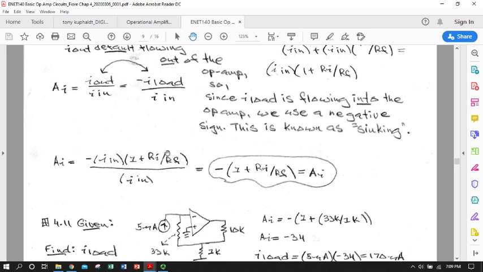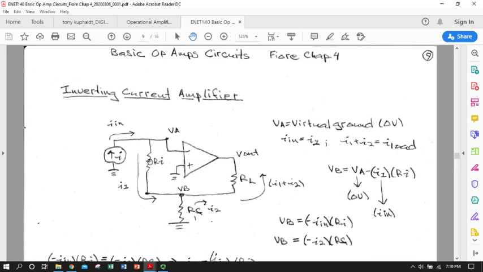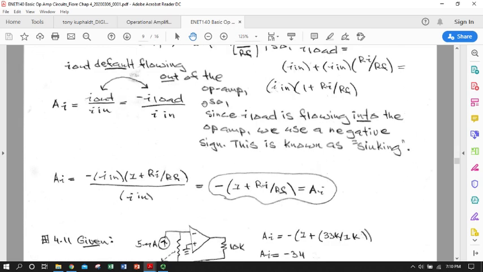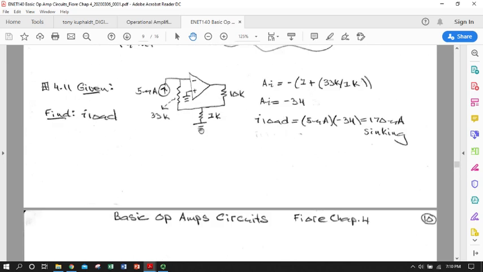if we had an AC current. And so we can write a current gain expression for the inverting current amplifier as equaling negative one plus the ratio of the inverting terminal feedback resistor and the feedback resistor. Phase flip or sign change, 1 plus Ri over Rf.